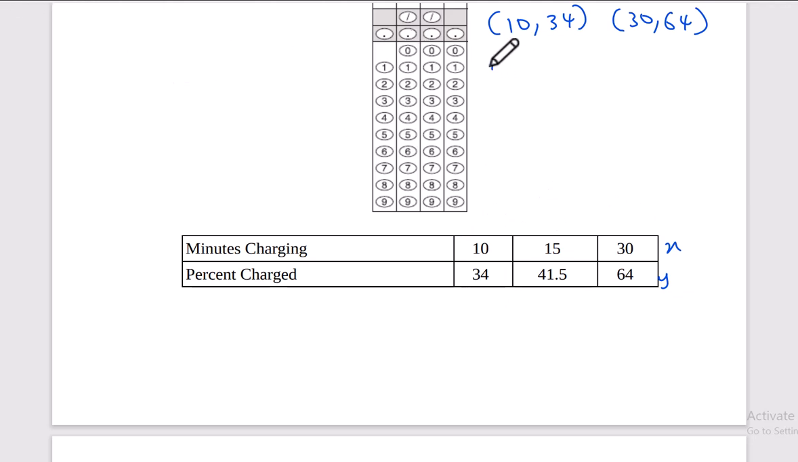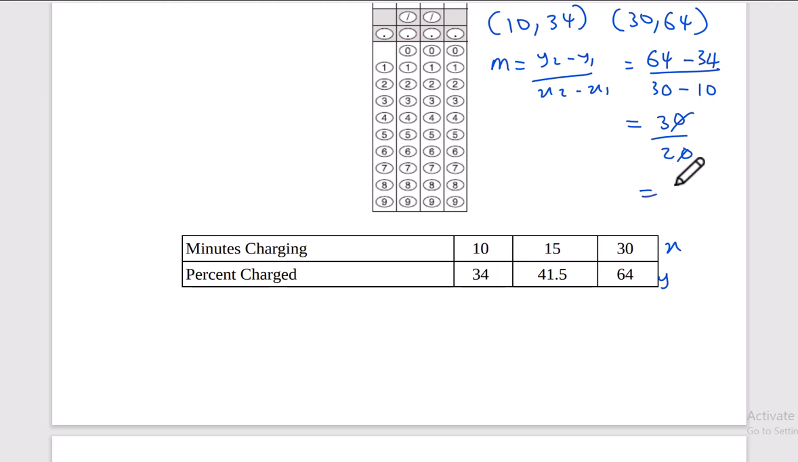But let's continue. So m is equal to y2 minus y1 all over x2 minus x1. So that's equal to y2, which is 64, minus 34, all over x2, which is 30, minus 10. 64 minus 34 is 30, over 20. Cancel out and this is 1.5. Yeah, 1.5. That is our slope. So we're getting the slope of 1.5.